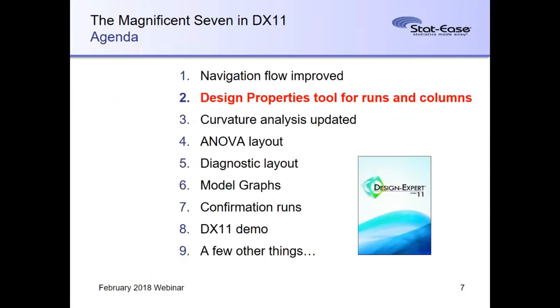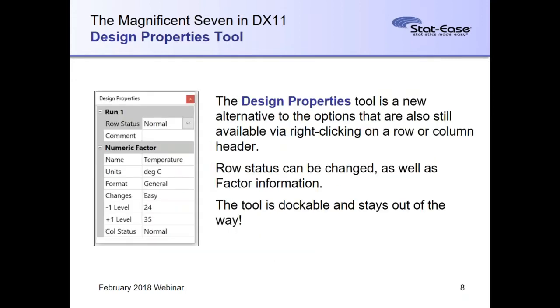I'd like to now introduce you to the new Design Properties tool. Now, this is a new alternative to those options that are also still available by right-clicking on either a row header or a column header. You can get to these features right now.